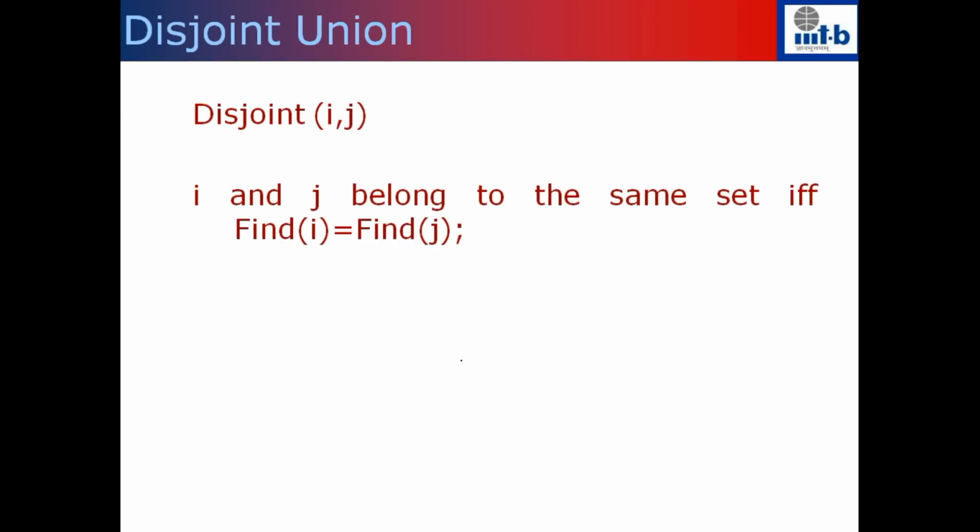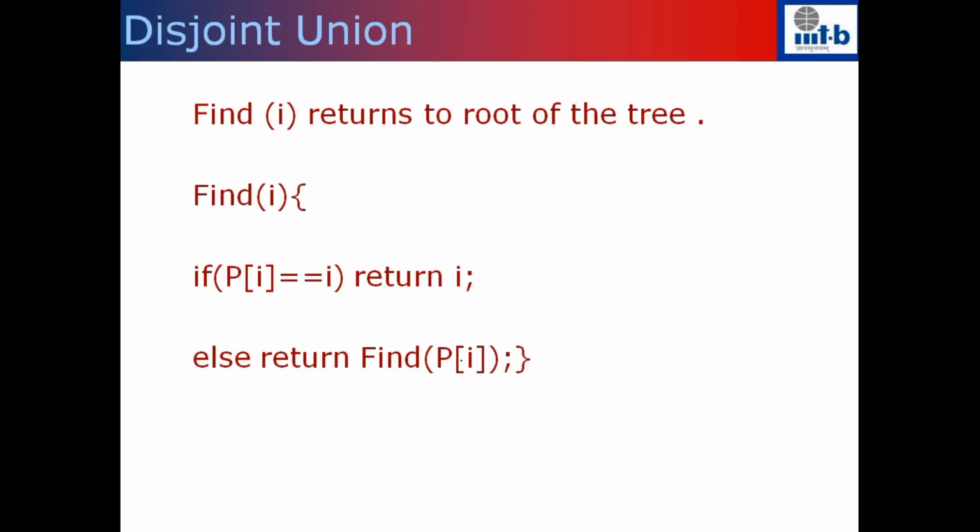Once you have the find function, for disjoint i comma j, i and j belong to the same set if and only if they belong to the same subtree. When I call find of i, it will return the root of the subtree to which it belongs. When I call find of j, it will return the root of the subtree to which j belongs. If both of them return the same root, that means they are in the same set, the same subtree. So it's easy to find disjoint of i comma j. You just call the find function, which will return the root of the subtree to which each element belongs.